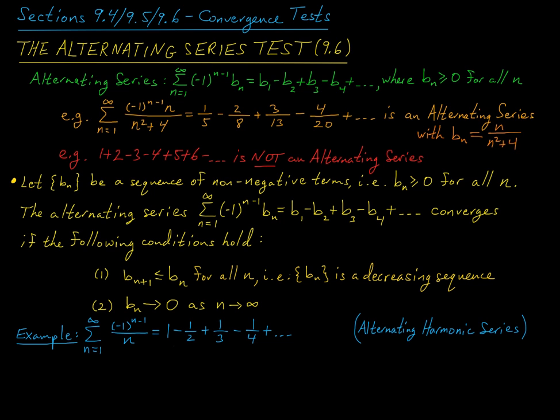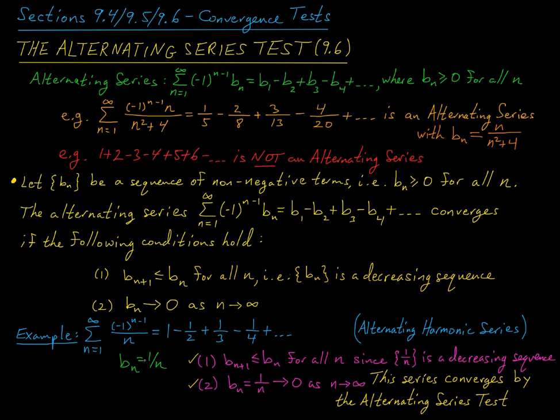All right, so here, b sub n is just 1 over n, which is clearly decreasing. So the first condition is satisfied. And it clearly goes to 0 as n approaches infinity. So the second condition is satisfied. And so the alternating series test implies that the alternating harmonic series converges.